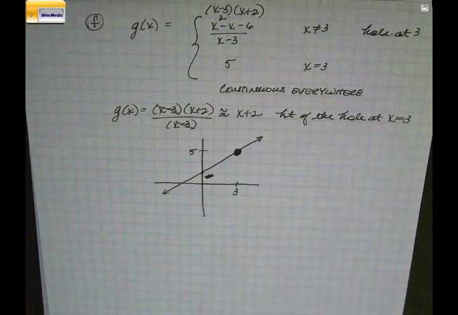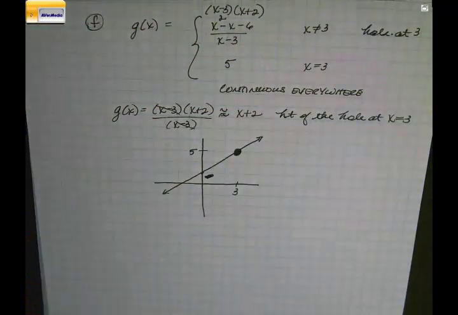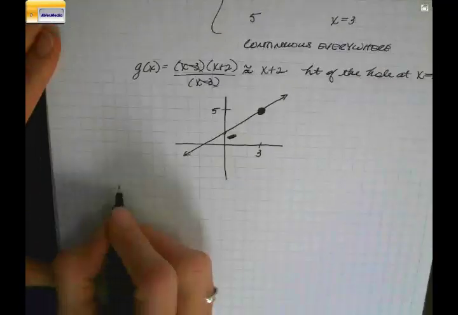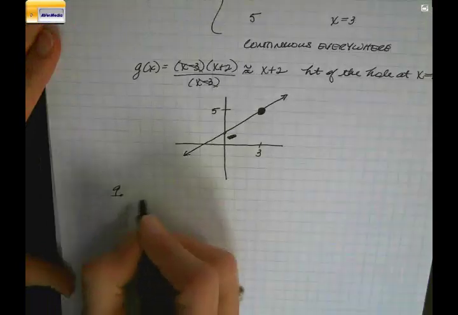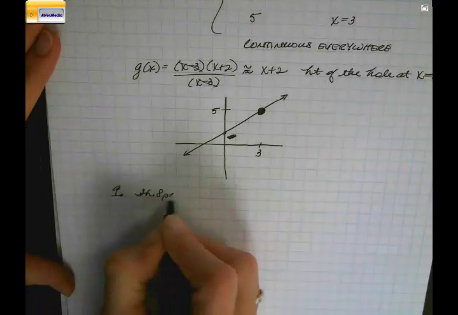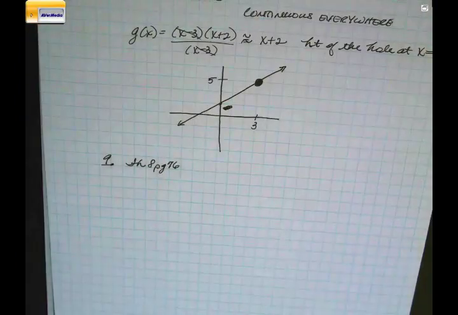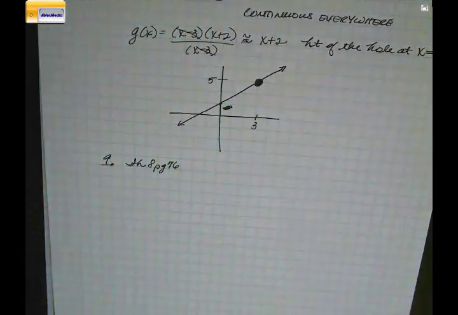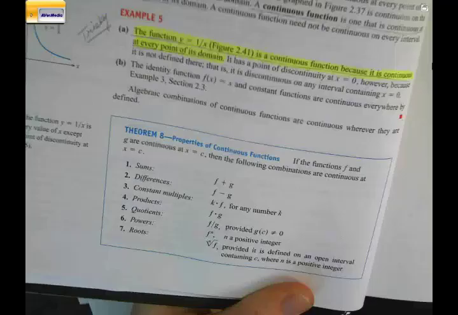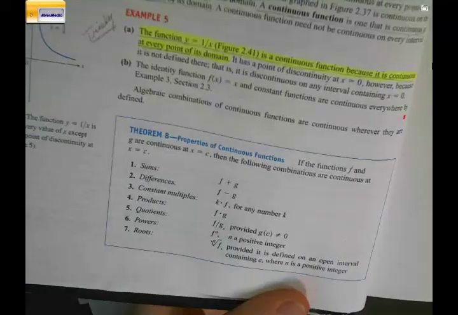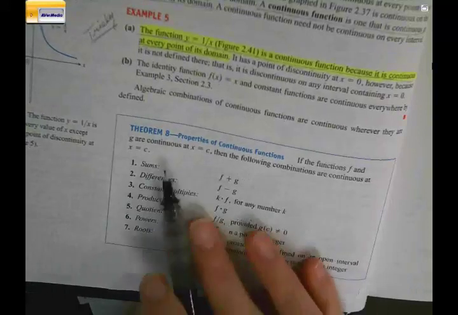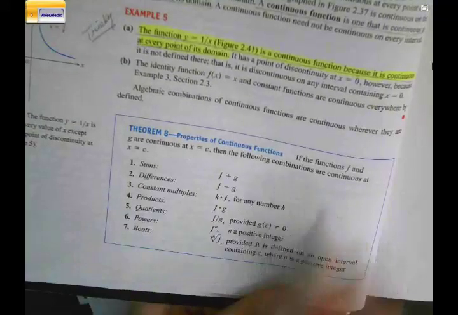Now, some interesting properties of continuous functions, which you're really not going to see any questions on any homework or test, is going to be what they have as Theorem 8 on page 76. And we'll just look at this very quickly. It talks about functions that are continuous. Here it is right there. Properties of continuous functions. If f and g are both continuous functions, then the following combinations are true.